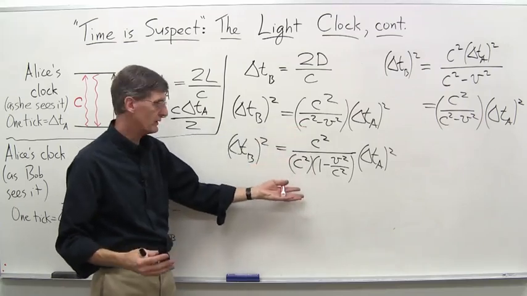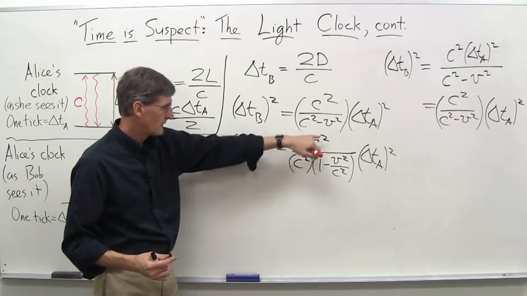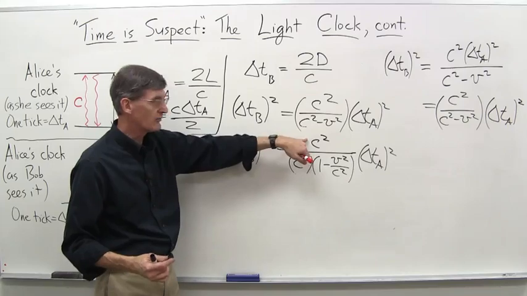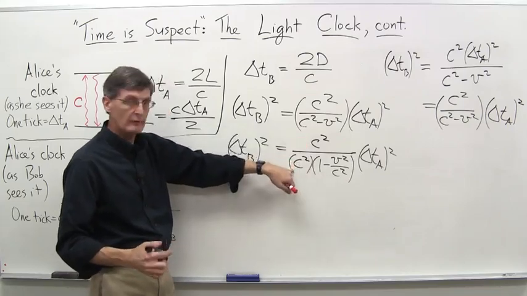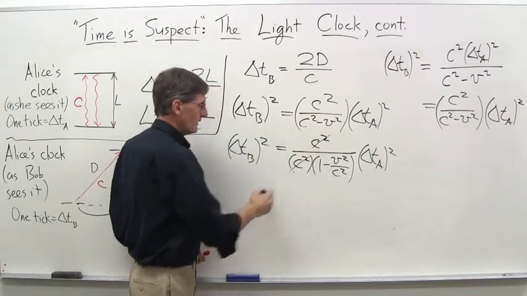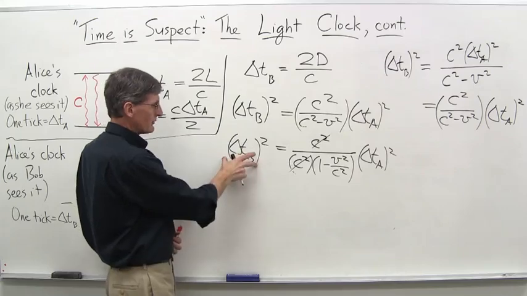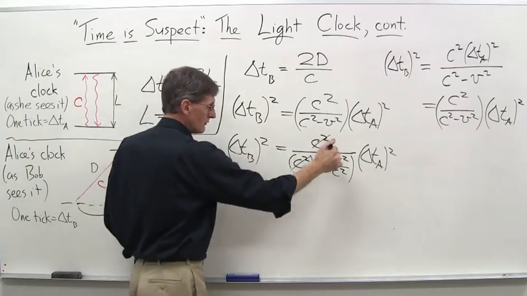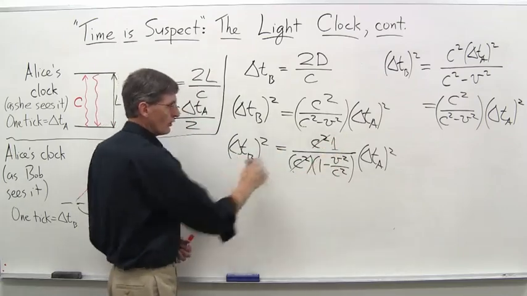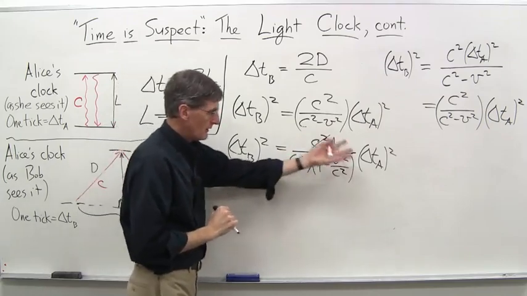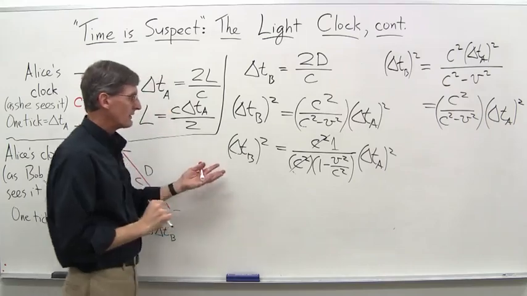And in general, it would be. But look what we've got here. Now we can cancel these c squareds. I've got a c squared in the numerator, a c squared in the denominator. Get rid of that. Get rid of that. And so we can write this as delta TB squared equals 1, so we have a 1 now here on top, over 1 minus v squared over c squared times delta TA squared. But now let's take the square root.